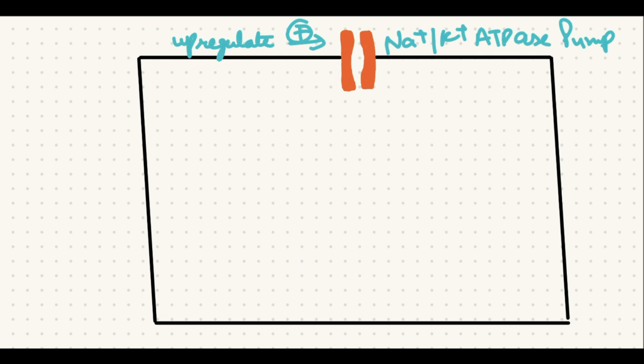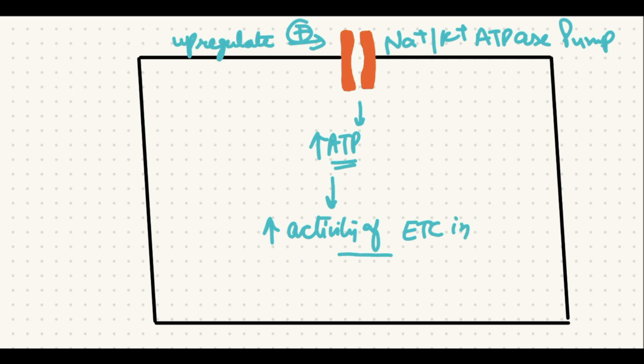As this pump requires ATP, there is an increased demand for ATP due to the upregulation of the sodium-potassium ATPase pump, and the increased demand for ATP results in increased activity of the electron transport chain in the mitochondria. This is the mitochondria. So increased ATP demand increases the activity of the electron transport chain, so as to meet the increased ATP demand.